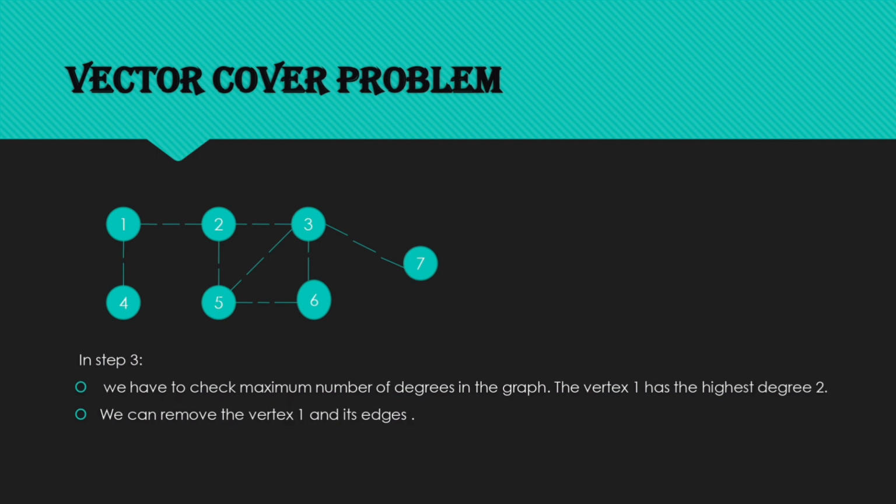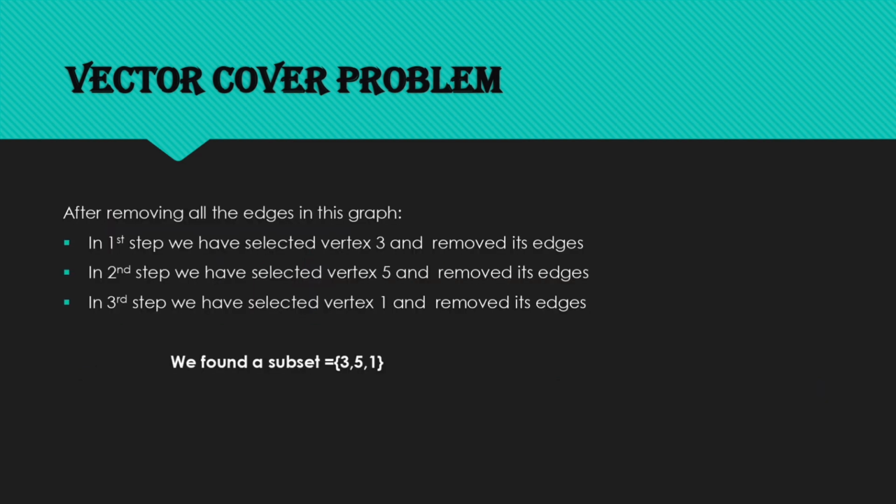In the final step, we have only 3 vertices, 1, 2 and 4, and the degree values have changed. The vertex 1 degree value is 2, the other 2 and 4 vertices have a degree value of 1. So, we are selecting vertex 1 and removing its edges. 1 to 4 and 1 to 2 edges are removed. After removing all the edges in this graph, we have found the subset.